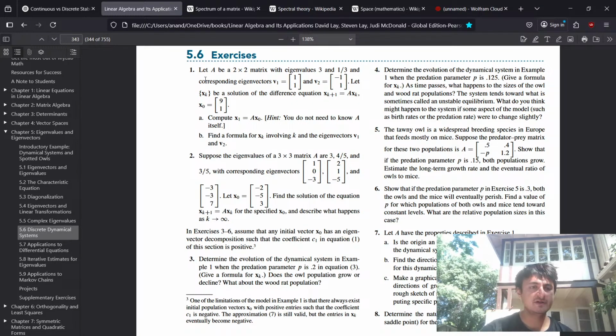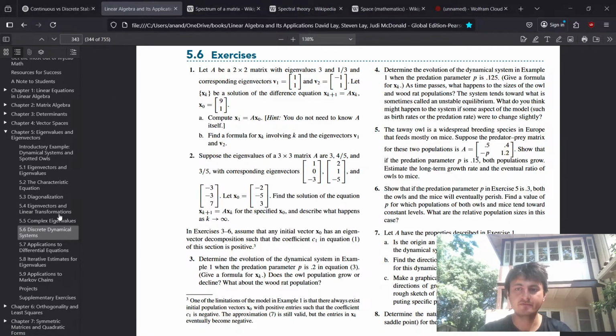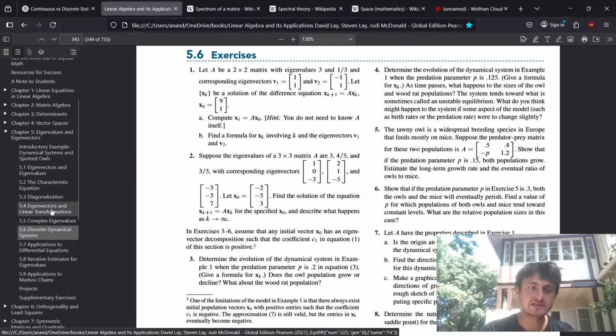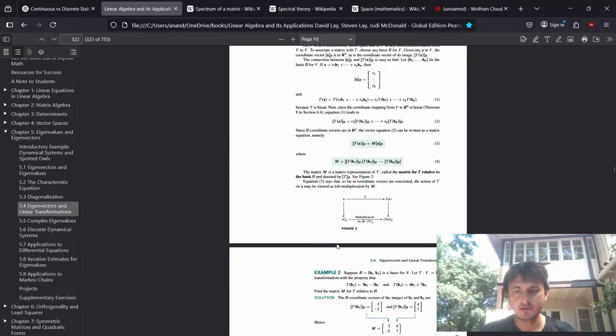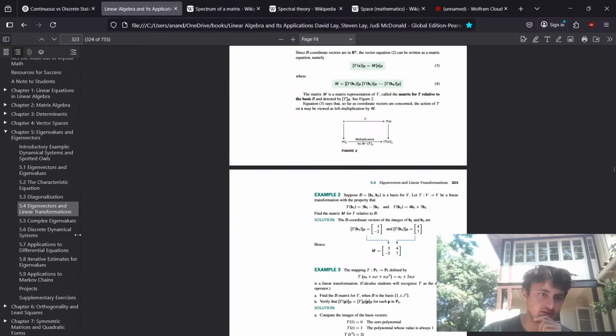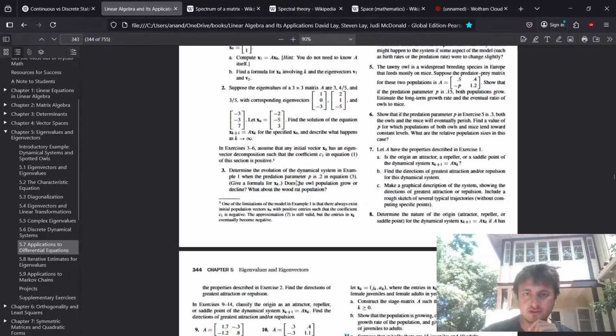You know, I never got to finish 5.4, but 5.4 is the best section in the book so far. If you're going to learn linear algebra, understand 5.4. This section rules. Okay, but let's go back to our problems.